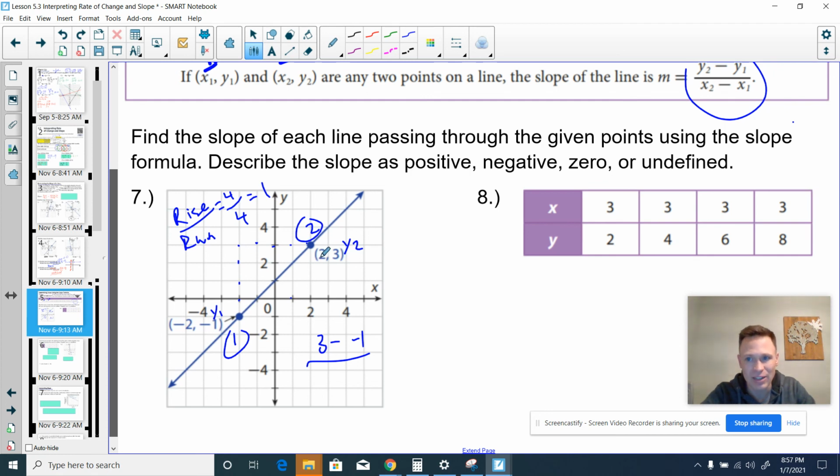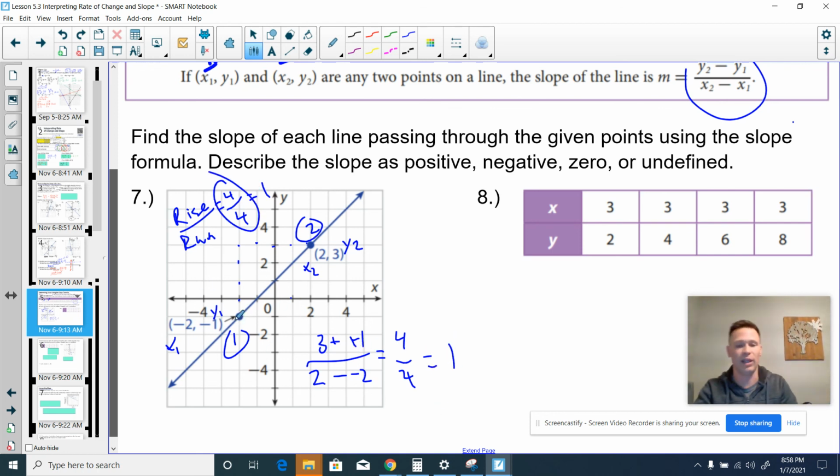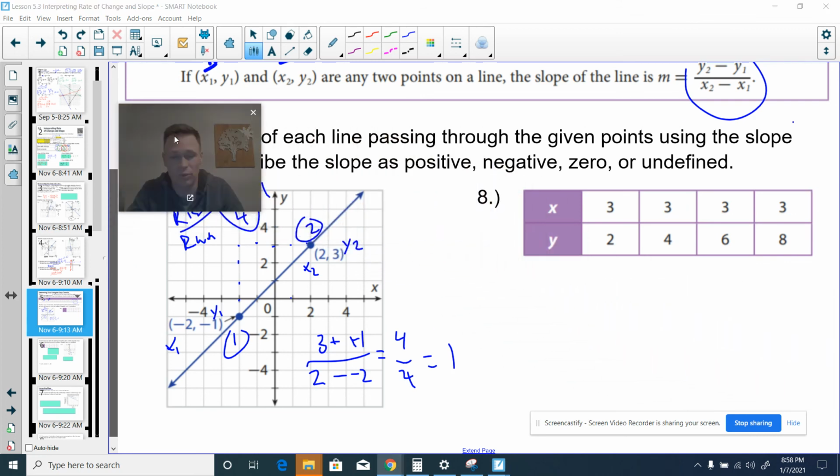So then my x2, now I have to go back to this one. This is x2, right? So then 2 minus, and then x1, and I can't get rid of this negative, -2. So now if I subtract a negative, it's really adding, right? So I get 3 plus 1, which is 4, and 2 plus 2, which is 4. And lo and behold, I get the same exact thing that I got last time, right? 4 over 4 is 1. Now, if I was on the graph and given the choice, I would not use the slope formula. I would count it. But as you see in our next example, we don't have a graph, right? So now we are forced to use the slope formula.